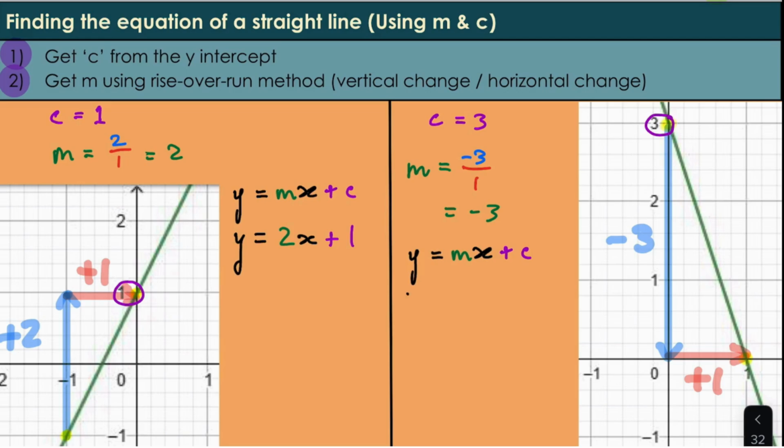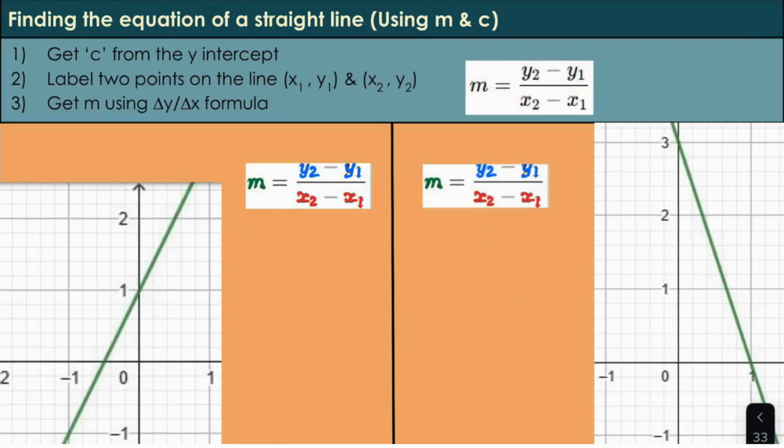And we replace our variables. Our m value was negative 3, and our y-intercept was positive 3. There is our equation of that line. We can also use a very similar method where we find the slope using the slope formula. We'll follow these 3 steps.